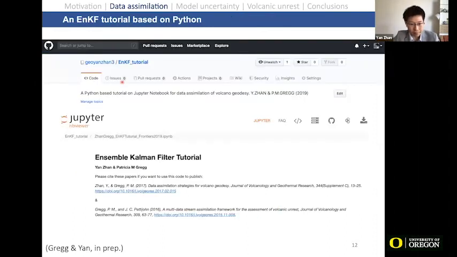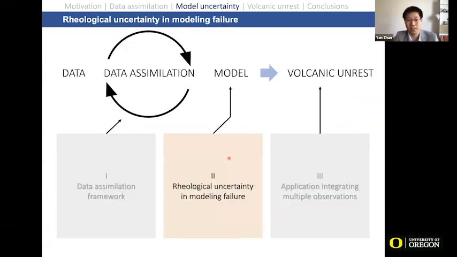And Trish and I are already working on giving a tutorial on GitHub. This is based on a tutorial we gave at CIDER last year, and we have already published it on GitHub, and we want to publish another paper on that. It shows you some very simple way you can follow to do the data simulation if you are interested in. Okay, so let's move to the second part, the rheological uncertainty in model failing.